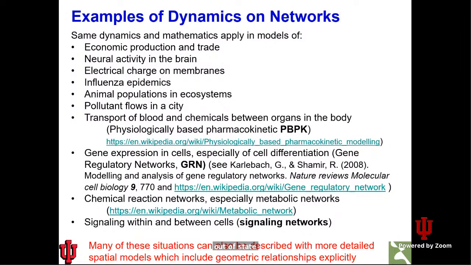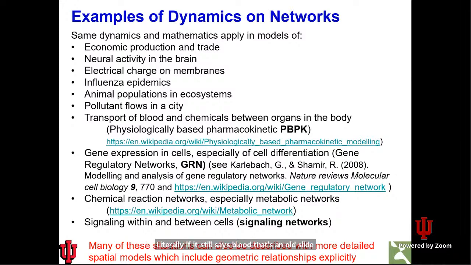So let's think about applications of networks. I've already mentioned the example of economic activity and trade that are often described as networks, production networks and trade networks. Trade networks, classic use of it. Neural activity in the brain, neural networks. Electrical charge on membrane may be less obvious as a network. Epidemics, clearly; if it still says influenza, it's an old slide written before COVID.